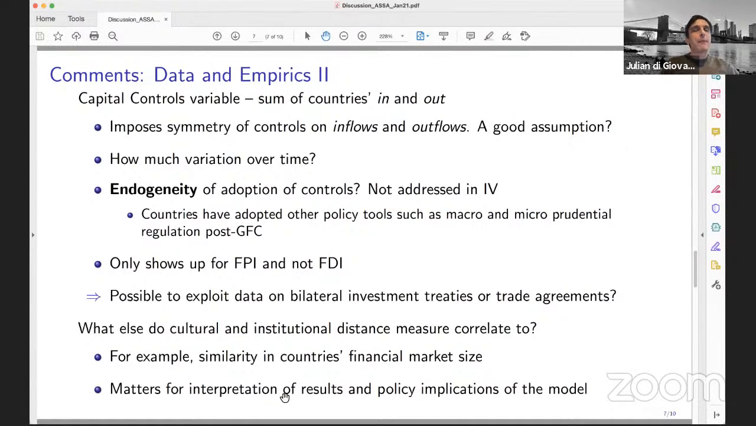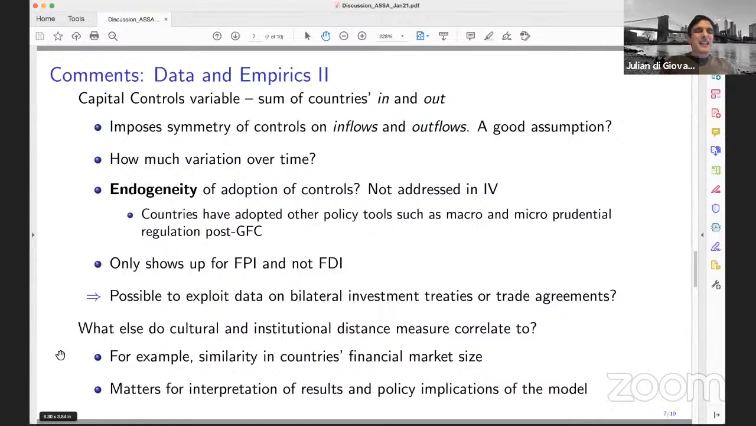Moreover, how do these capital controls vary over time? There's potential endogeneity of the adoption of controls over time, which is not addressed in the IV strategy. Indeed, besides capital controls, since 2009, there's plenty of microprudential policies that have been put into place across emerging markets, in part to deal with volatility of capital flows. Okay, and indeed, you only see this showing up for portfolio flows rather than FDI. So there are other variables. I think I've used them a long time ago in some papers. You can exploit data on bilateral investment treaties or trade agreements to potentially enrich the analysis.